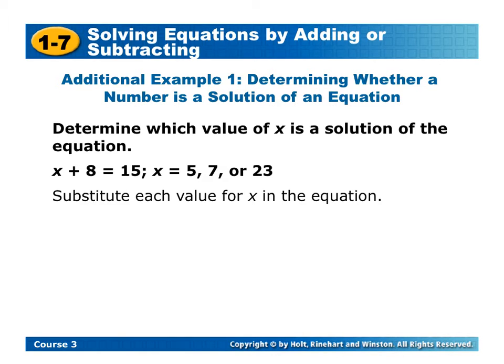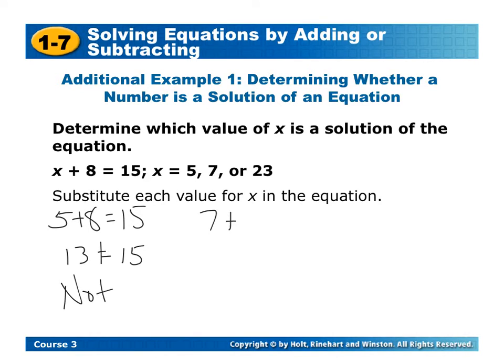So to start, let's just look at an equation where we have some different values that we can choose, kind of like a multiple choice test as to which one works. So here we have x plus 8 equals 15, and they want us to choose from the values 5, 7, or 23. So one way we could do that is just simply to substitute in the value. So for example, I could do 5 plus 8 equals 15. Well, 5 plus 8 is equal to 13. And since 13 is not equal to 15, that would not be a solution.